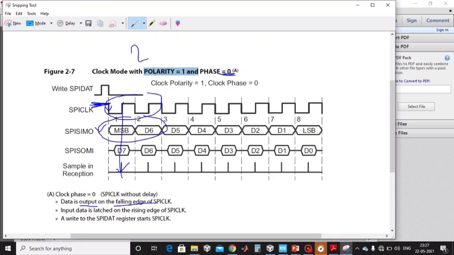Input data is latched on the rising edge. As I have told, these both are opposite. Data is output on the falling edge, then on the opposite edge, that means on the rising edge, it will latch the input data, or it will scan the input data. So this was all about SPI mode 2.